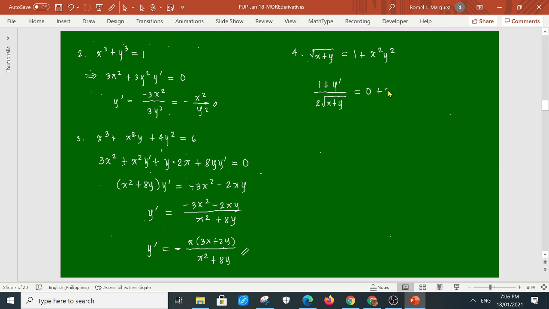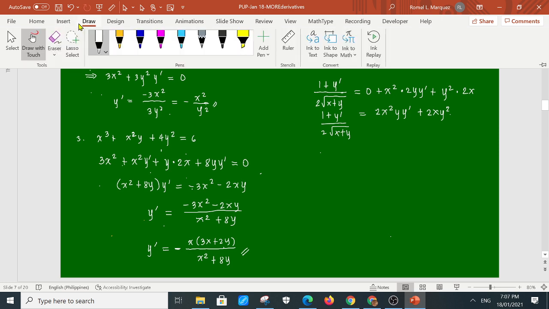Derivative ng product, the first. Derivative of the second, 2y, y prime. Plus the second, y squared. The second derivative of the first, 2x. Kaya lang, wala ng x prime, ha? Kasi dependent ang x. So this is 2x squared, y prime, plus 2x, y squared. And that is 1 plus y prime over 2 square root of x plus y. Okay? Guys?